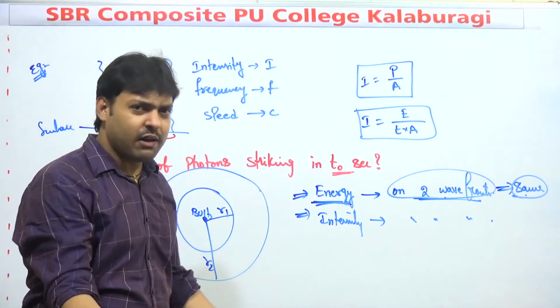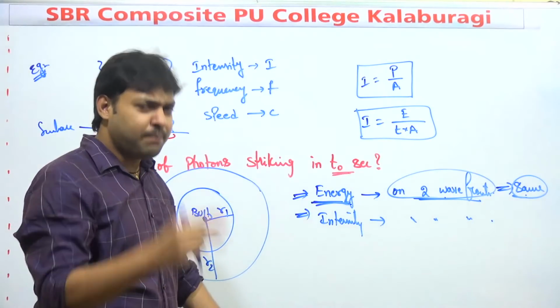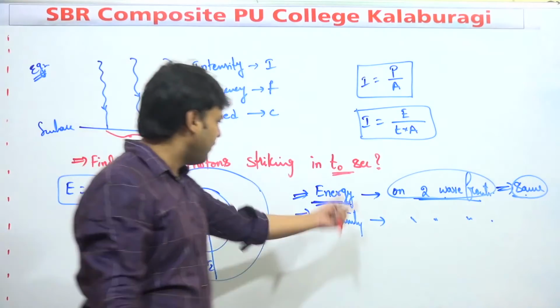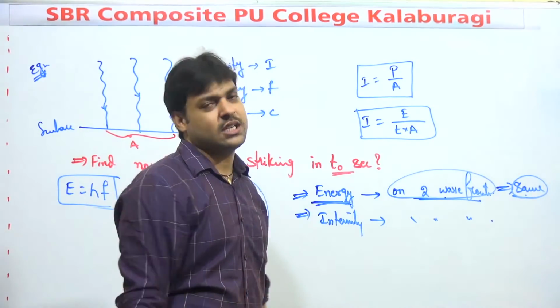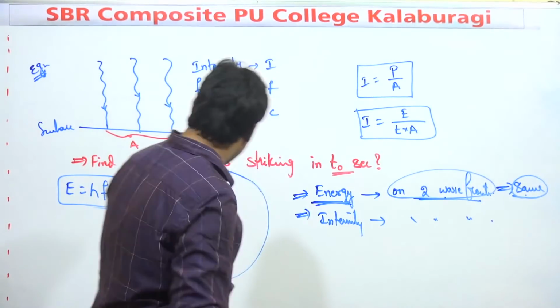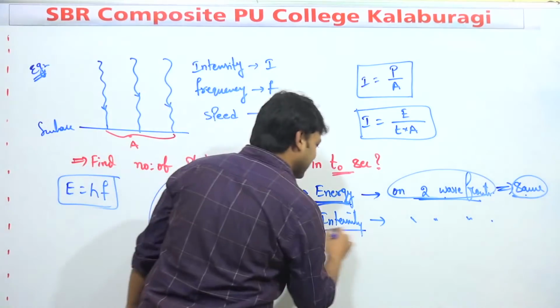And what about the power? Power also will be the same. Why? Power is nothing but rate of work done, and work is nothing but energy. If energy is constant, power also will be constant. Clear about the point? Next, come back to intensity.